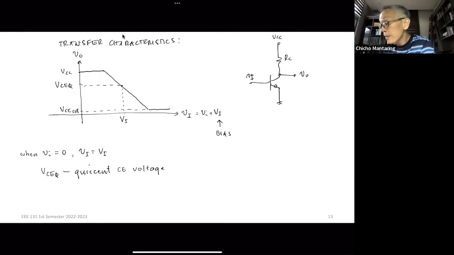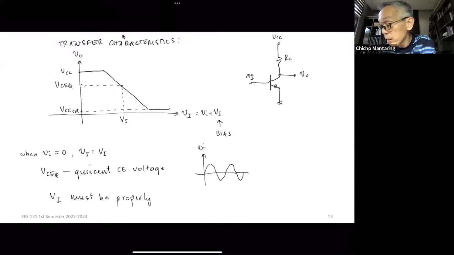Okay. So as V's of I increases, so remember this is VI, pag ganyan yan. So we start at this point. As V's of I increases, bumababa yung value ng VO ko. Right? And as V's of I decreases, tumataas yung value ng VO ko. Okay. And you have to choose a proper value of V's of I. So V's of I must be properly selected.